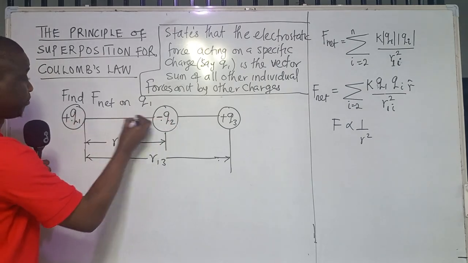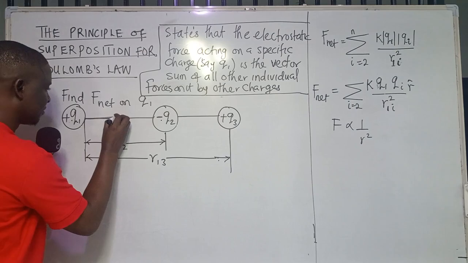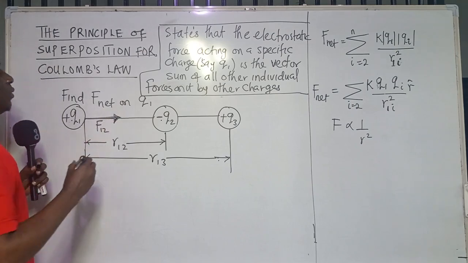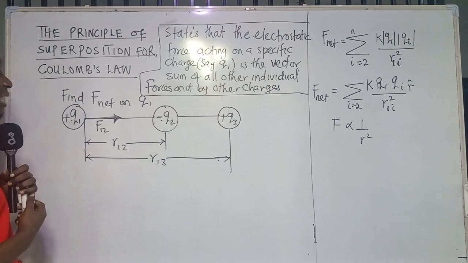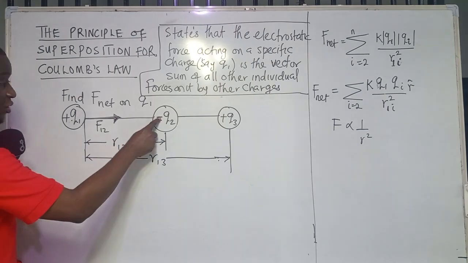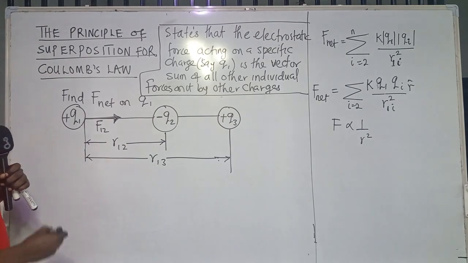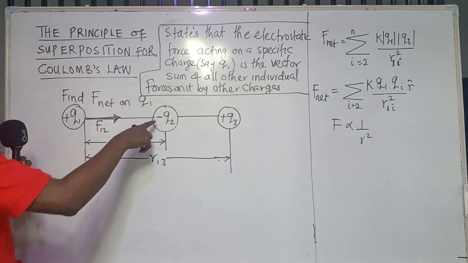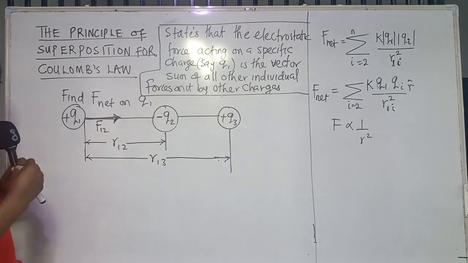Plus and minus. Plus minus. So this one will what? Attract. That means with a force F12. Why will it attract? Unlike charges attract, while like charges repel. So this is unlike, positive and negative. They are unlike charges. So automatically it means that the force of this Q2 on Q1 will be towards this direction.